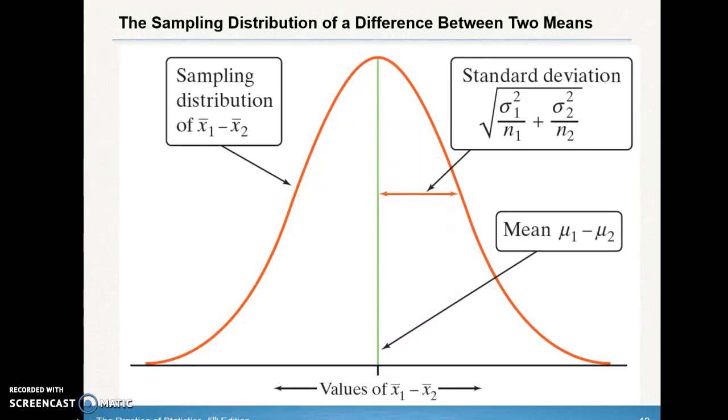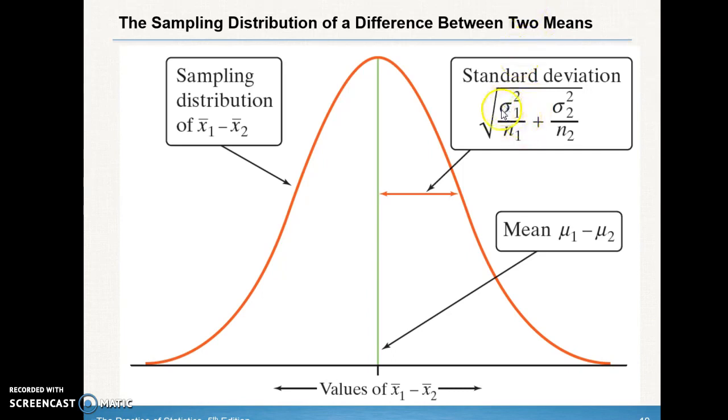All right, so let's just take a minute and see what our sampling distribution of the difference between two means looks like. Number one, whenever you're subtracting, remember you're literally taking population 1 minus population 2, the means, and that is going to be the mean of your sampling distribution. Now, the standard deviation is the addition of the two variances. You're dividing by the sample size since it's a sampling distribution.